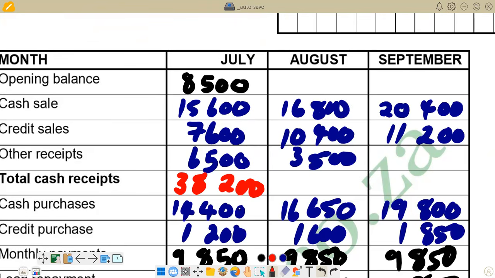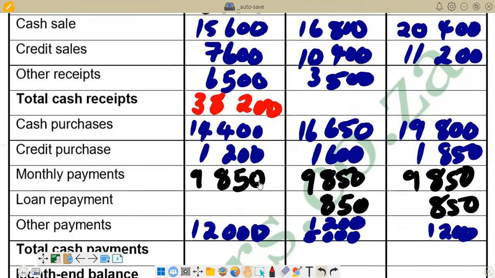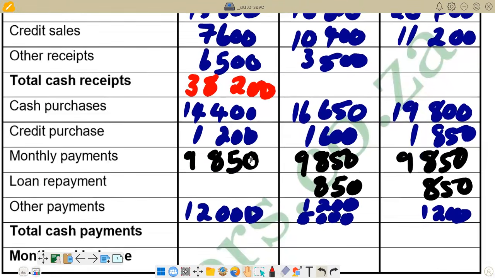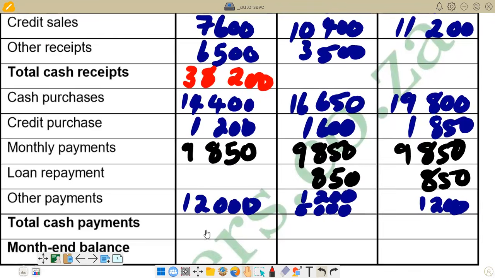That's the total that you are supposed to get there. Then obviously we also want the total of payments, total cash payments here. We are going to start here, 14,400 plus 1,200 plus this one plus this one. Then you get total cash payments here, which is 37,450.